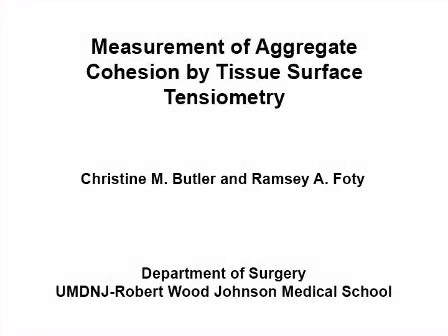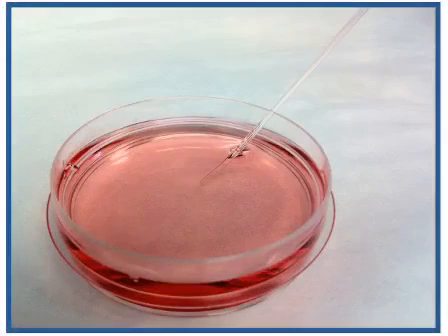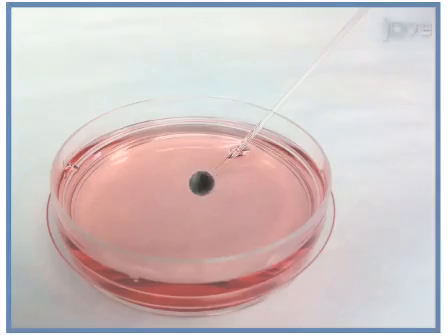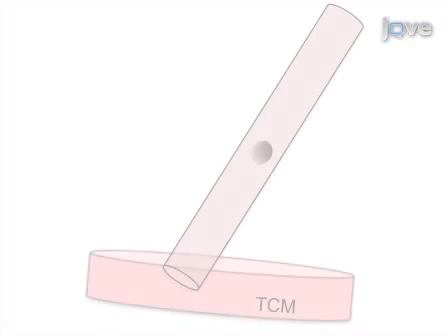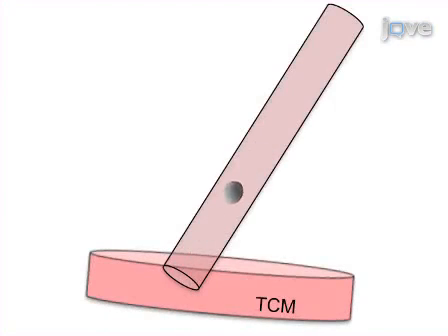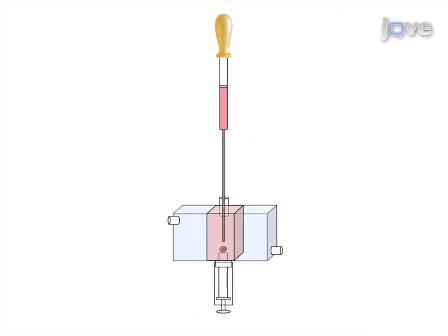This procedure demonstrates how to measure the strength of intracellular cohesion in 3D tissue-like aggregates. The first step is to generate spherical tissue-like aggregates and to transfer these into a tissue culture medium-filled petri dish. Next, individual aggregates are aspirated into a Pasteur pipette and loaded into the lower compression plate of the tensiometer chamber.